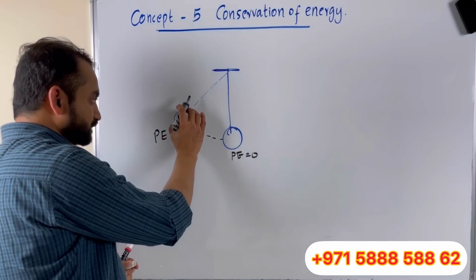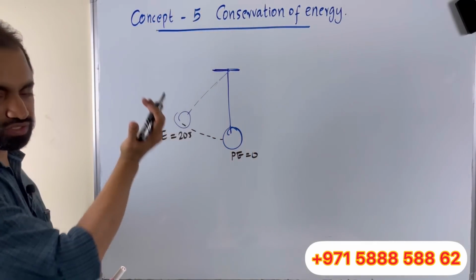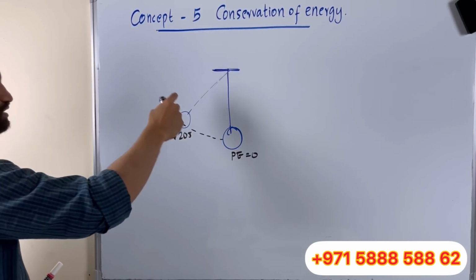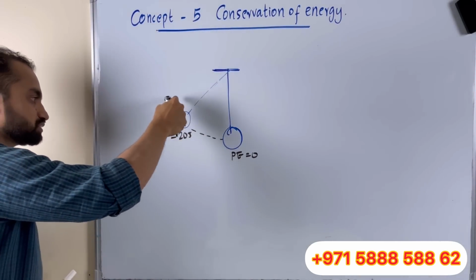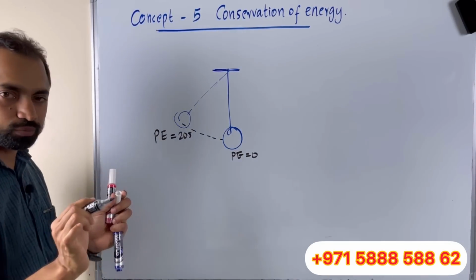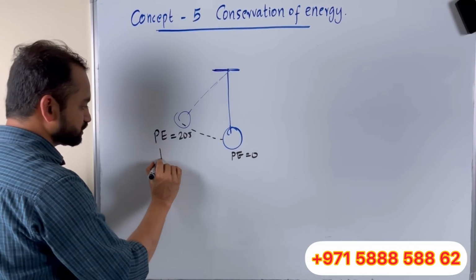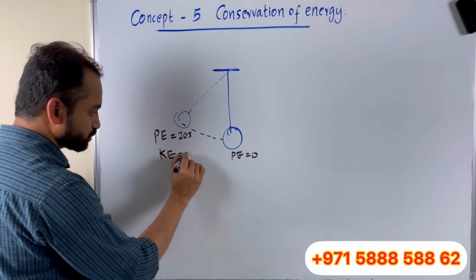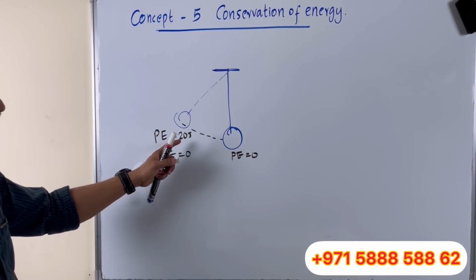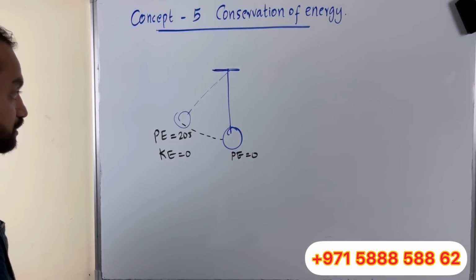Then it will be at rest here, right? At maximum displacement, when it reaches its greatest displacement, the pendulum will be stationary for a moment. So its kinetic energy will be equal to 0. So what is the total mechanical energy? The mechanical energy is potential energy plus kinetic energy, 20 plus 0, 20.